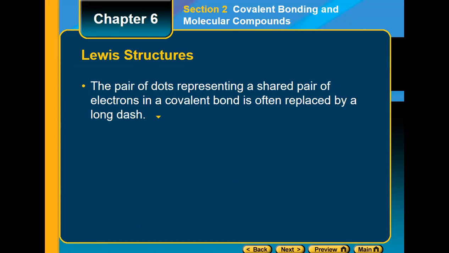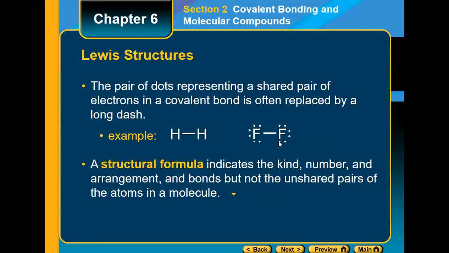The pair of dots that represents the shared pair of electrons in a covalent bond is often replaced by a long dash. That means instead of showing the pair in the middle, we can replace it with just a long dash, which represents the covalent bond formed between these two atoms. What is the structural formula? It is exactly the same as the Lewis structure, except that we don't represent the unshared or lone pair electrons. It is enough to represent the type of element and the kind of bond formed between them.